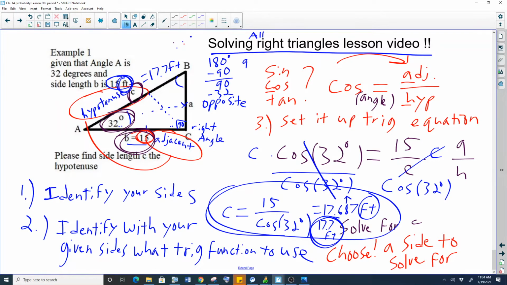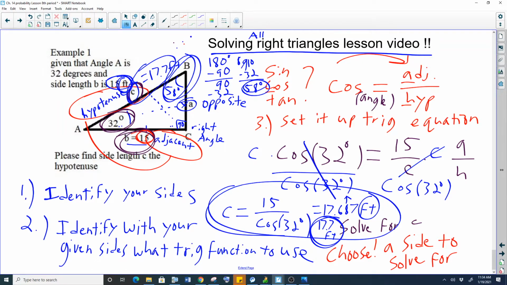So what is 90 minus 32? Borrow there. 10 minus 2 is 8, and then 8 minus 3 is 5. Nice, 58 degrees. So 90 minus 32 is 58 degrees, and that's angle B. So now we have C done and we have B done. And now what we've got to do is find side length A.